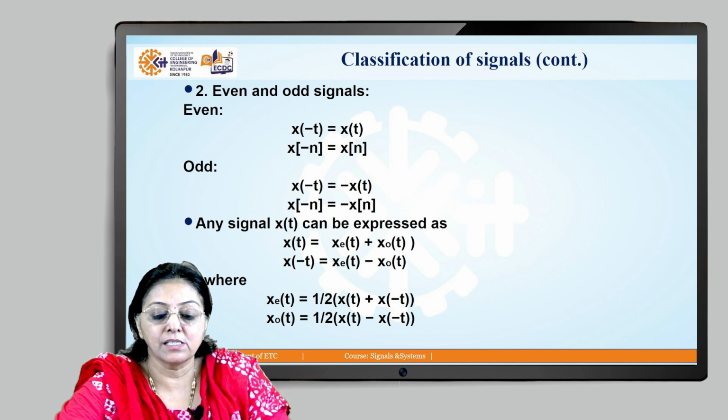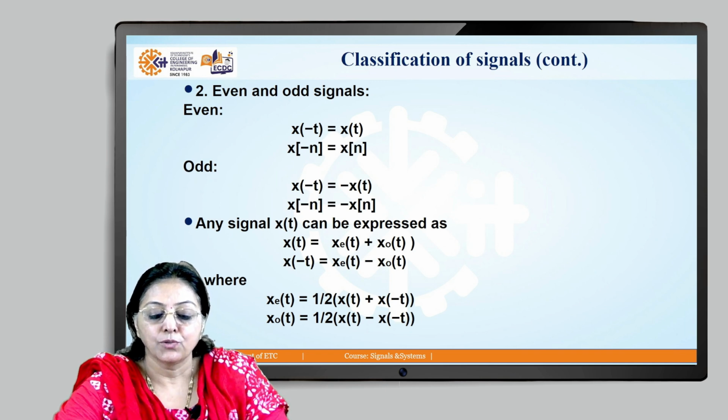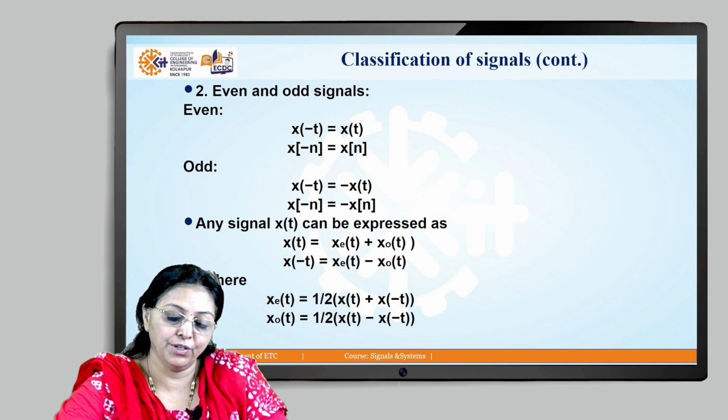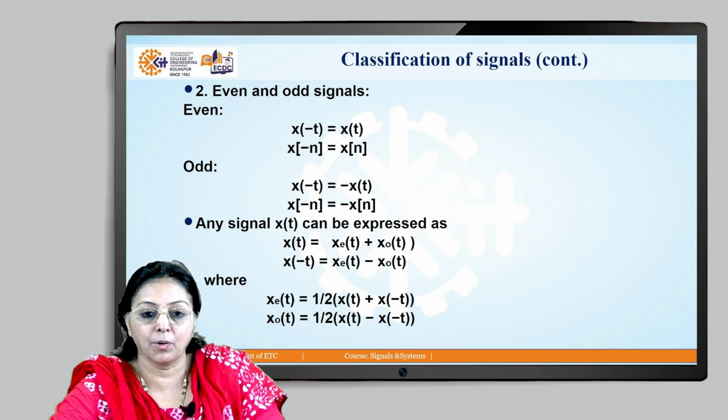Now the next one is x e of t, that is, how to calculate the even part of a signal. By using this formula, one half of x of t plus x of minus t is the even part, and the odd part of a signal is one half of x of t minus x of minus t. The remaining part we can see in detail at the time of even or odd calculation. So these are the two formulas to find the even and odd part of a signal.